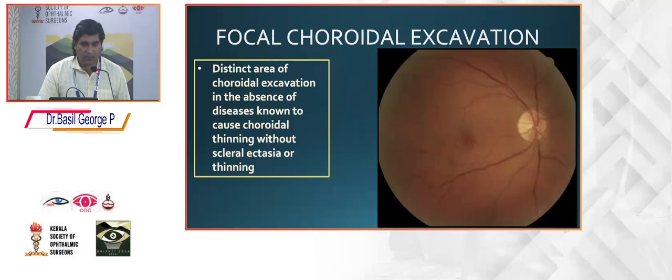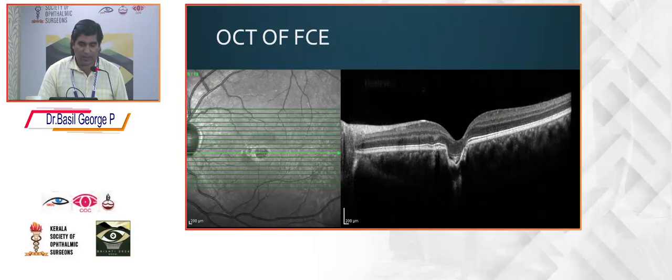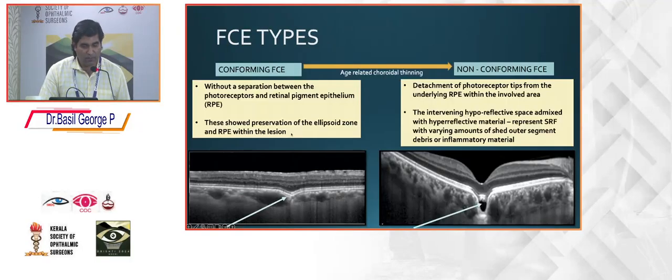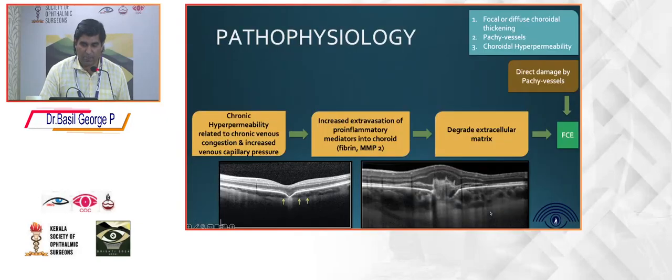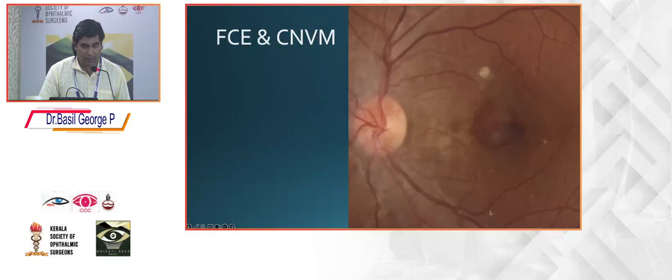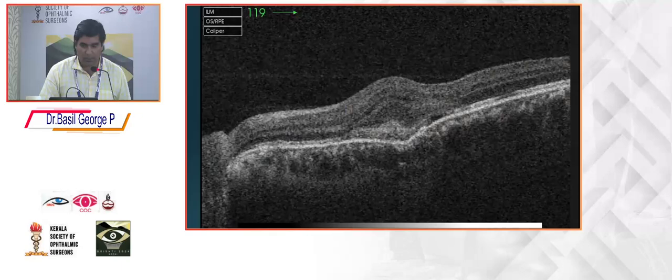So now coming on to the focal choroidal excavation, this is in a spectral domain OCT. There is an area of sharp focal choroidal excavation in the absence of disease like high myopia, and it can be of two types, that is a conforming type or the non-conforming type. The neurosensory retina is attached with the focal choroidal excavation with intact ellipsoid zone, whereas in non-conforming there is a separation of the neurosensory retina from the RPE. It can be associated with CSR, CNVM, and polypoidal choroidal vasculopathy.